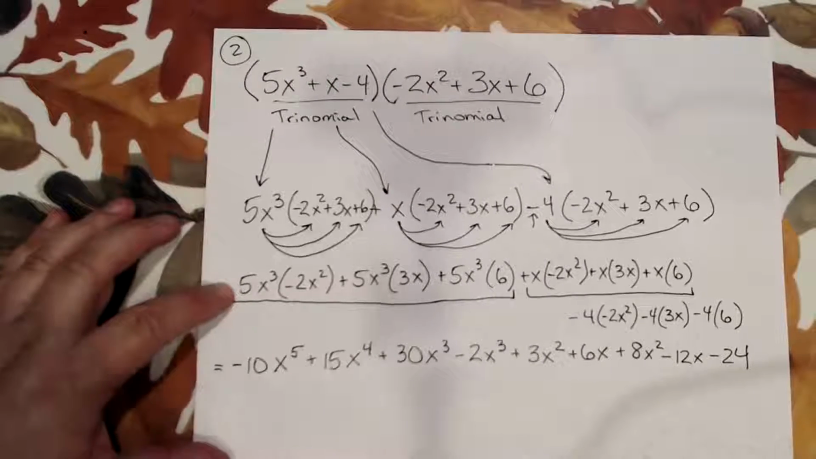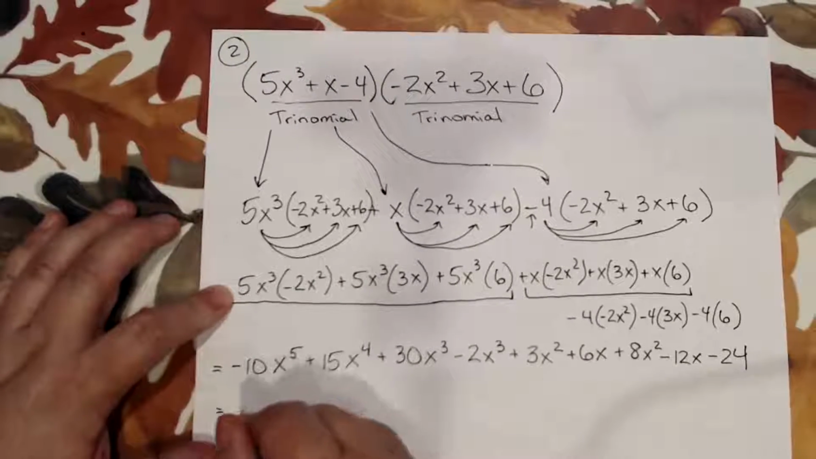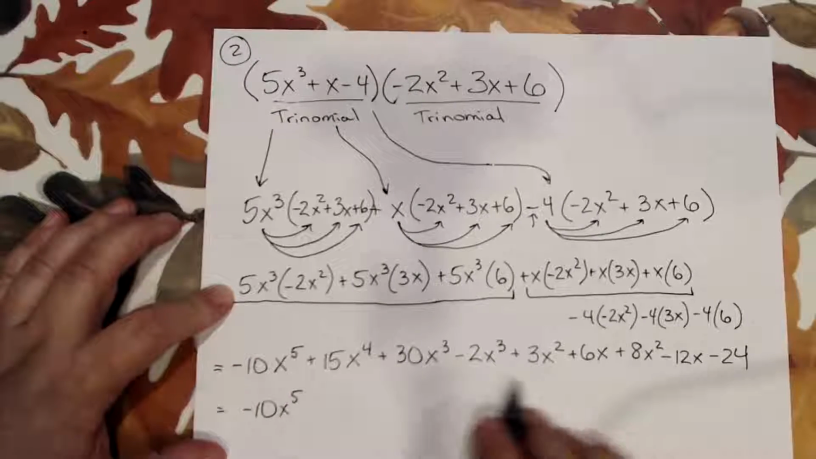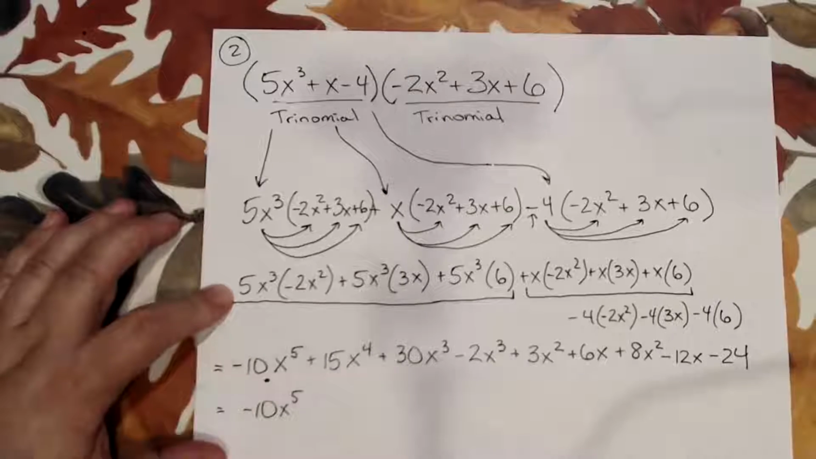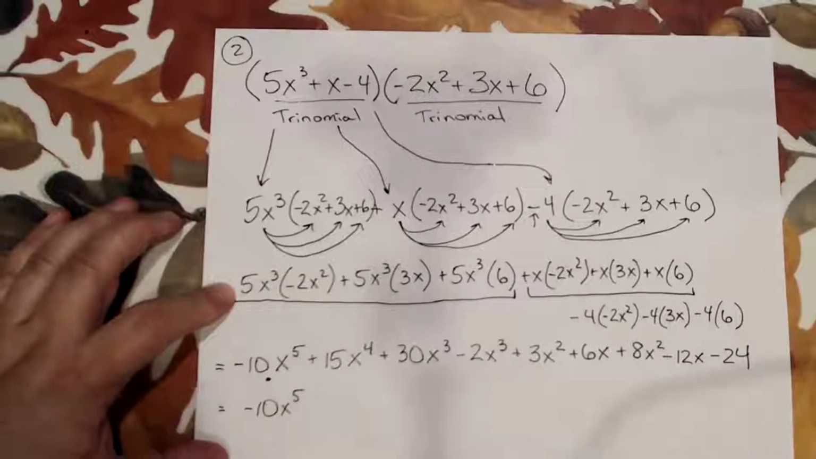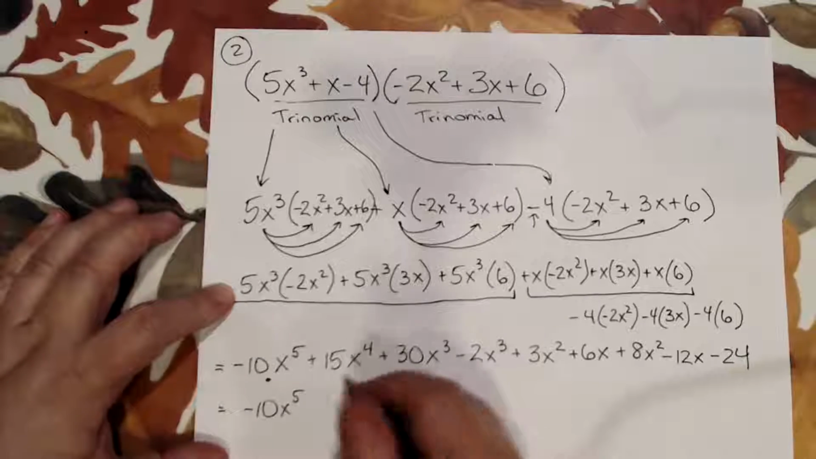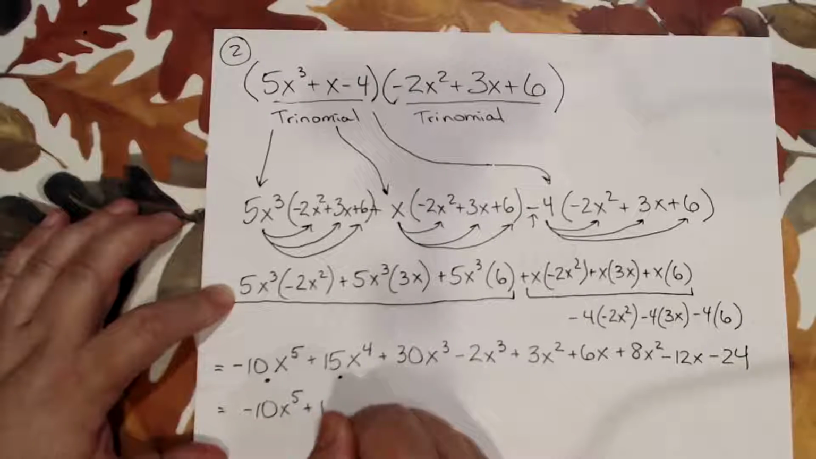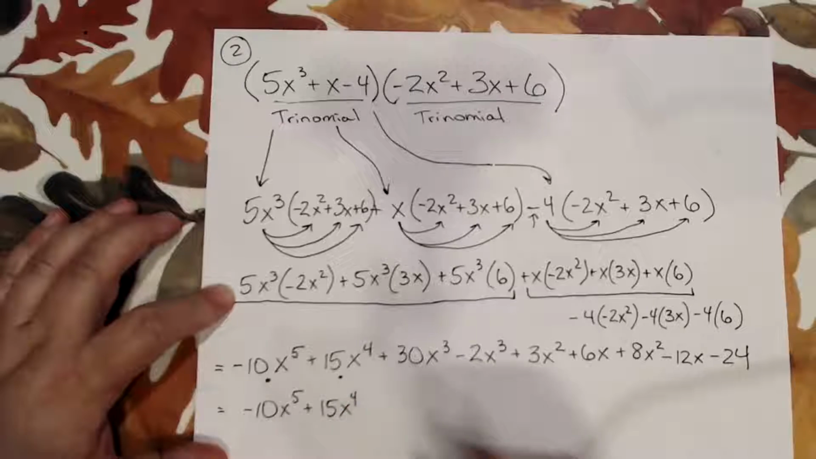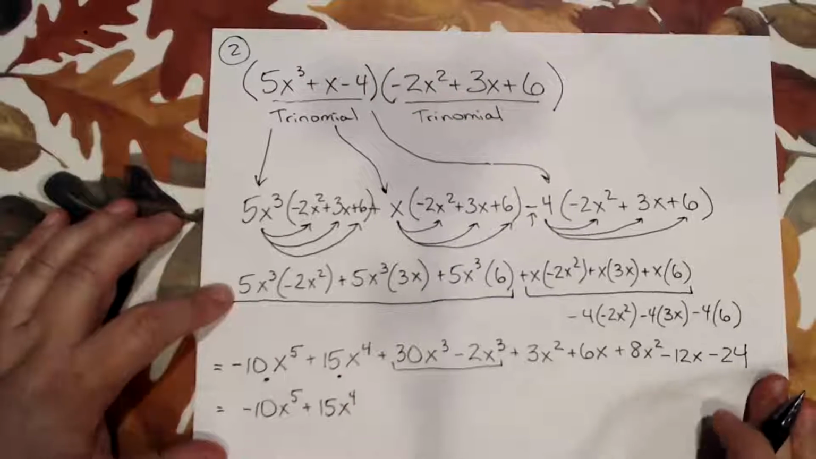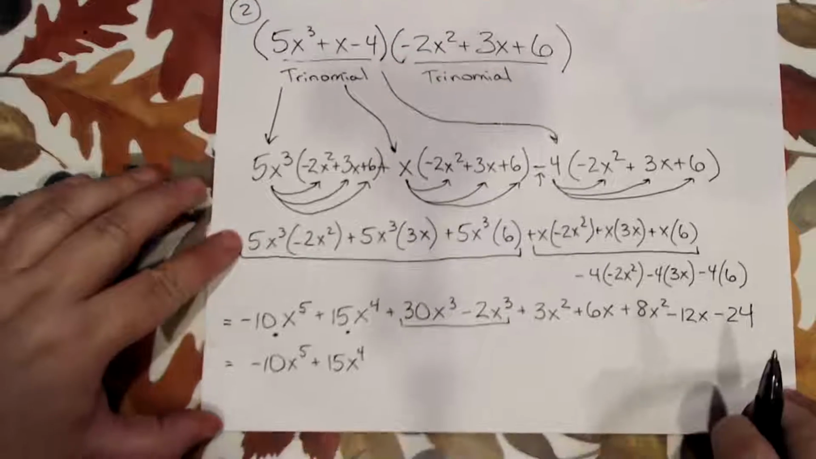Let's see. I'm going to try to combine like terms. I got a -10x to the 5th. I don't have any others there. I've taken care of that guy. I'm going to put a little dot under it. That's how I know that I've copied it down. I seem to have only one x to the fourth term, so I'm going to copy that down. I've got 2x cubed terms. Sorry about that. Let me move this up a tiny bit.